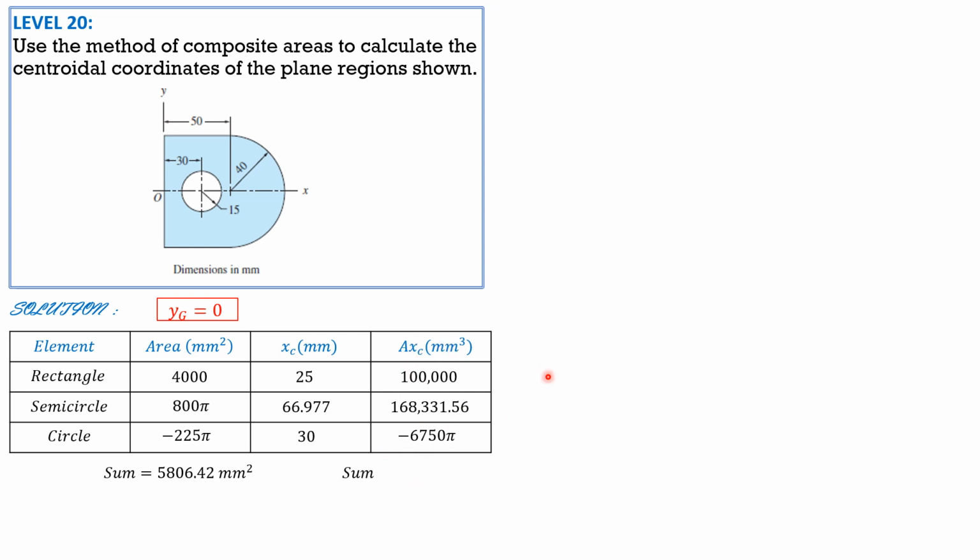Obtaining the sum of these columns, because xg times area is the summation of area times x. So this is summation of area x. Sum is 247,125.81 mm cube. Therefore, xg is 247,125.81 divided by 5806.42. So xg is equal to 42.56. This sum of area x is also called Qy, because this is the sum of the moments of areas about the y-axis. So that's it for this problem.